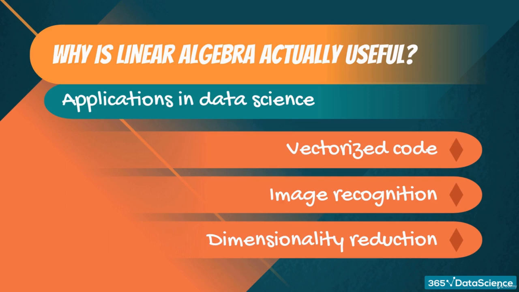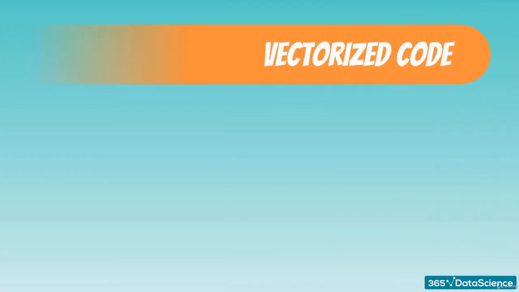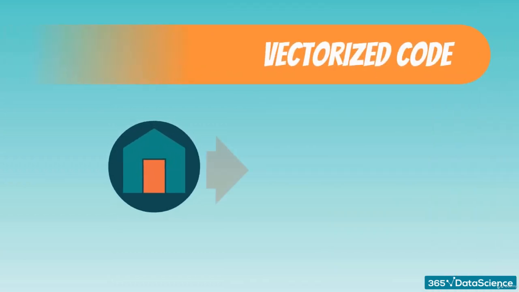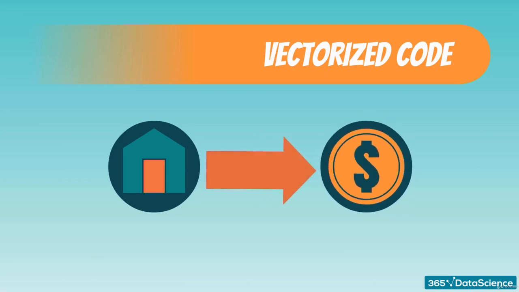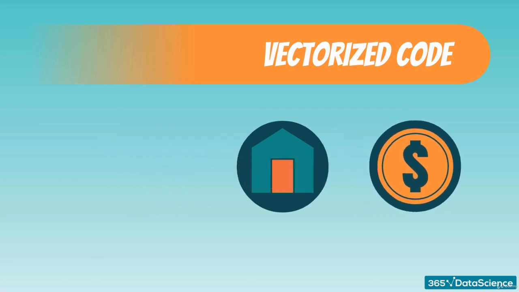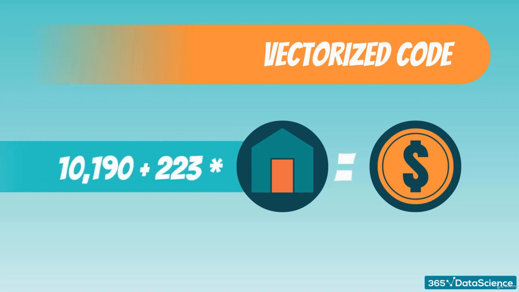Okay, let's start from the simplest and probably the most commonly used one: vectorized code. We can certainly claim that the price of a house depends on its size. Suppose you know that the exact relationship for some neighborhood is given by the equation price equals 10,190 plus 223 times size.